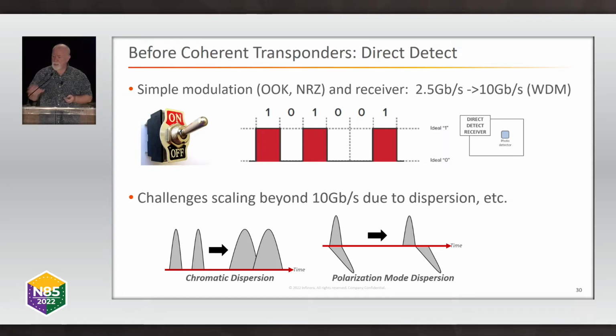The challenge was to scale that technology beyond 10 gigabits per second per wavelength because of various impairments in the optical fiber. So these are linear impairments, and one of the downsides of a direct detect system like this is that a direct detector is not a linear detector. It's actually a square law detector. And if you try to compensate mathematically for linear impairments with a square law detector, that gets very complicated.